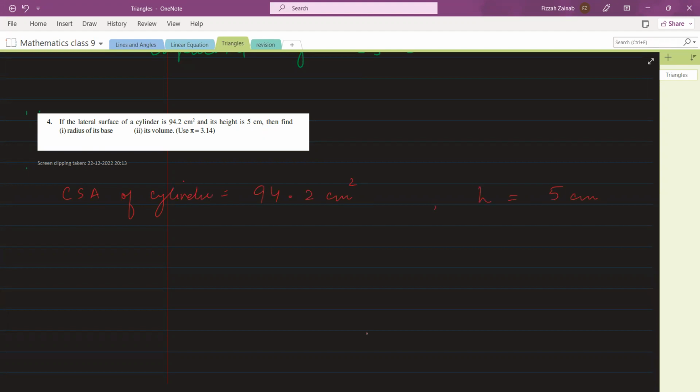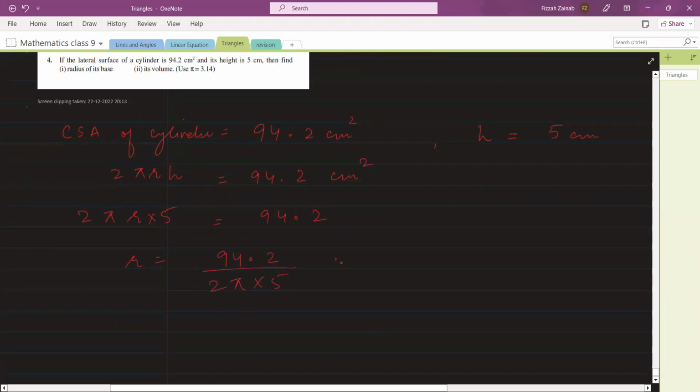So first thing you have to find is the radius. What is the curved surface area of a cylinder? That is 2 pi r h, right? So this is 94.2 centimeter square, already given. So you can find r because h is also given. So 2 pi r, h is also given, which is 5, right? This is equal to 94.2, and r will be 94.2 divided by 2 into pi into 5. Is that clear?